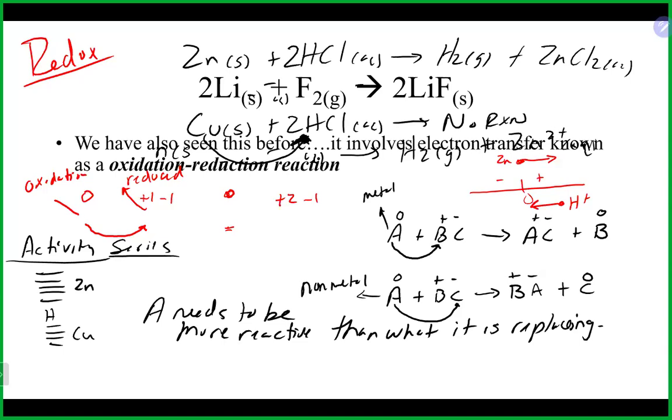So you'll sometimes come across an activity series, a basic one. That's pretty much how you use it. Higher means more reactive than anything lower on the list, and anything higher on the list should replace anybody lower on the list.